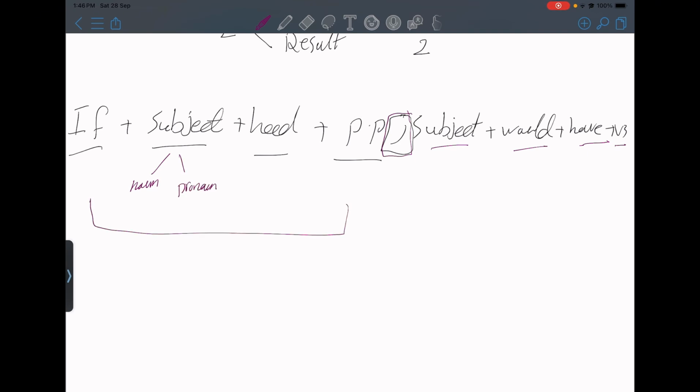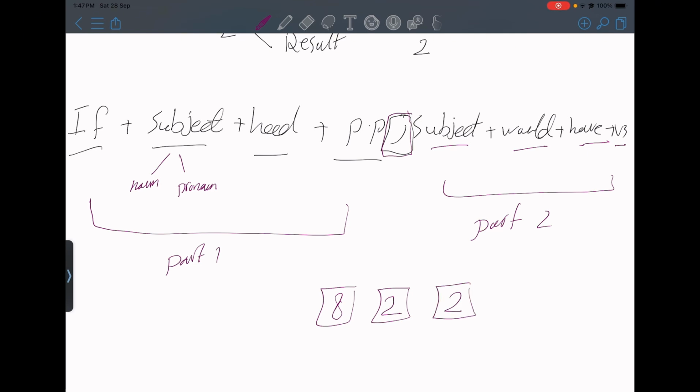This is part 1, and this is part 2. You will study the if conditional, the third conditional. So you will not study the first and the second, only the third conditional. In the third conditional, you have a type, and you have mixed 2 types, and the other type also 2.